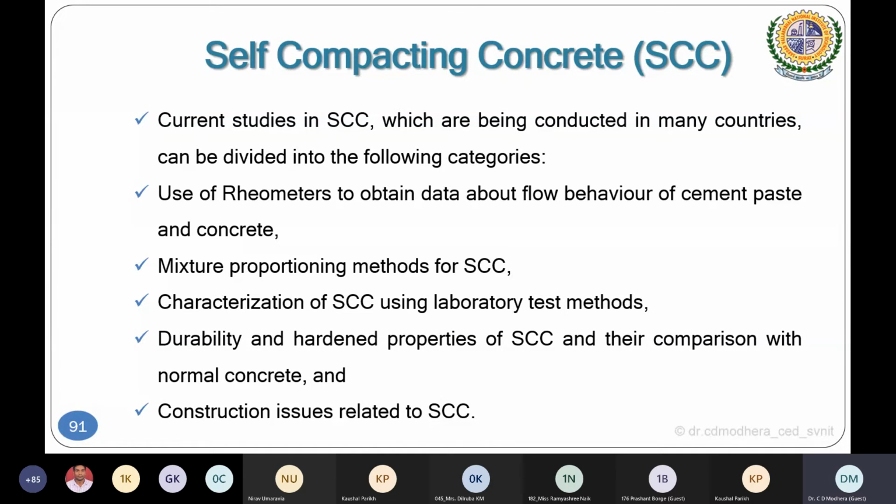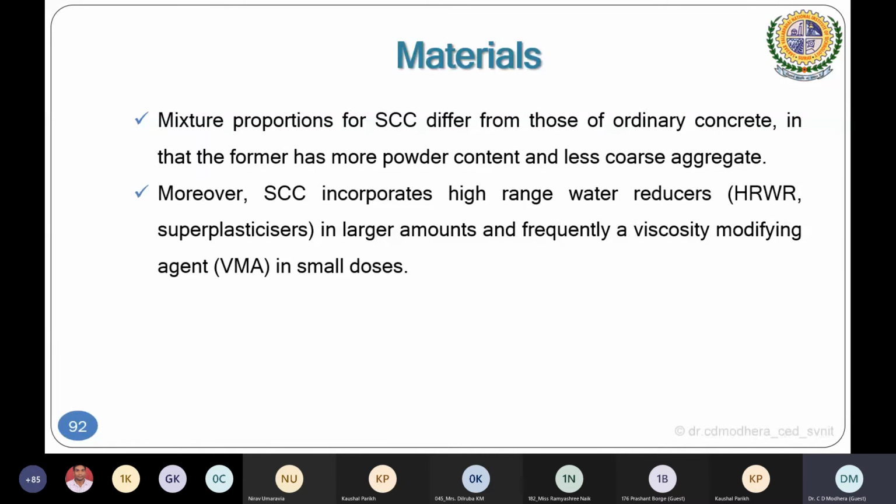Current studies in SCC which are being conducted in many countries can be divided into the following categories. Use of rheometer to obtain data about flow behavior of the cement paste and concrete. Mixture proportioning methods for SCC, then characterization of SCC using laboratory tests and so on. I think this is a vast topic, self-compacting concrete.